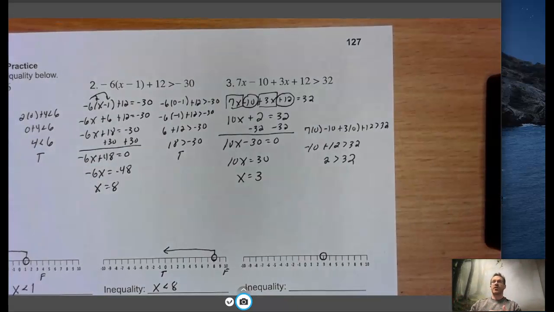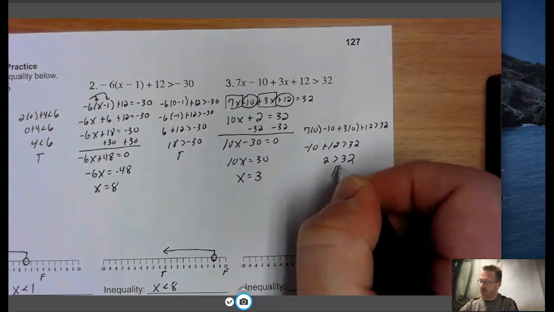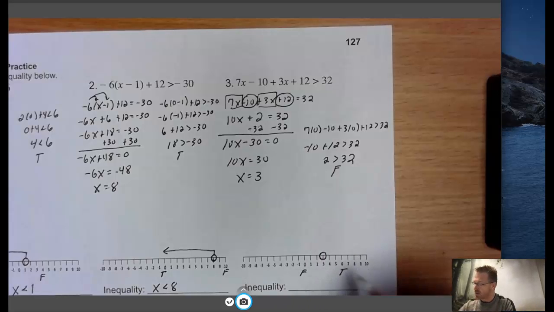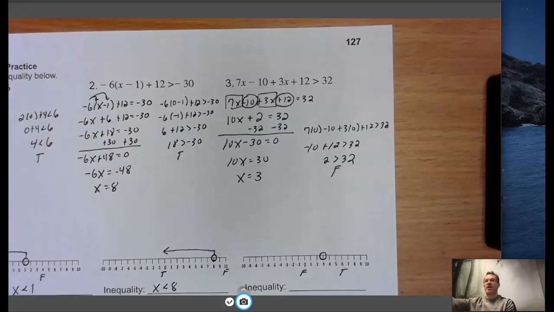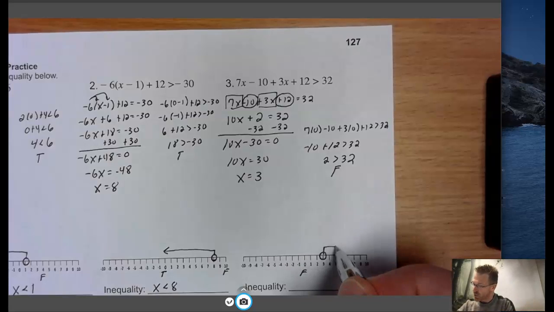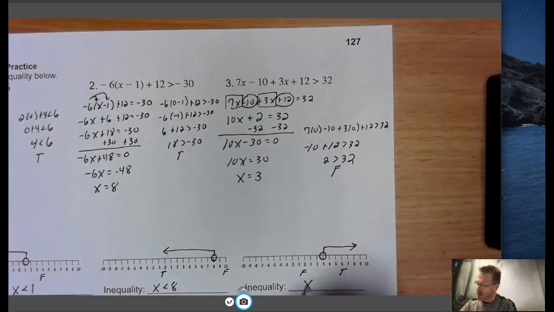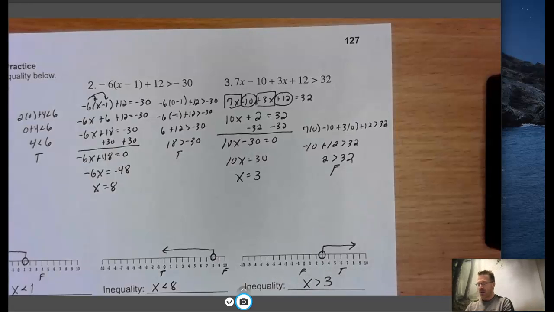Well, is 2 bigger than 32? No, that is false. So that means 0 is on the false side, which means now the right side is the true side. So now I want to shade to that right-hand side. So this is the way I want to shade. Well, notice this time, we're getting all the numbers that are bigger than 3, so 4, 5, 6, 7. So our inequality then is x is greater than 3.